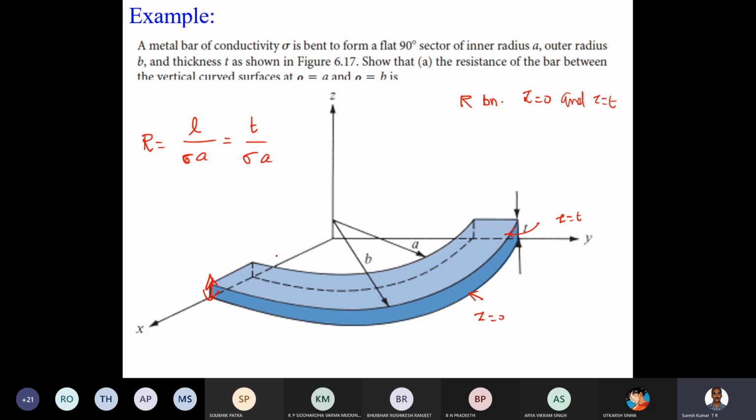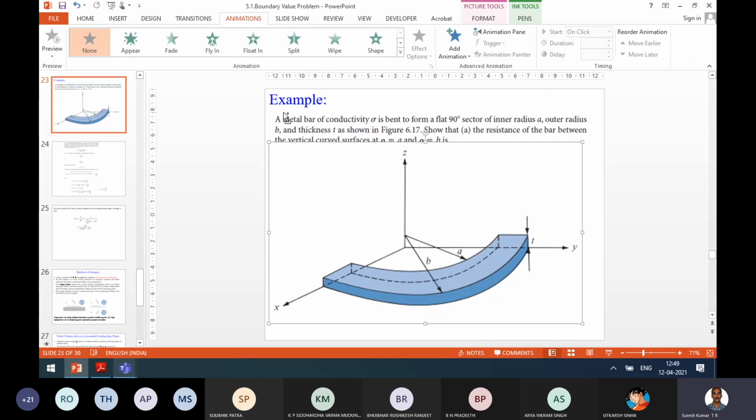And sigma into A, where A is the area of this region. You can calculate the area using this formula. Like you can use the cylindrical coordinate system and calculate it. That's all. The solution is available in the textbook. I will also upload the slides. If you have any questions, maybe you can clarify in the next class.